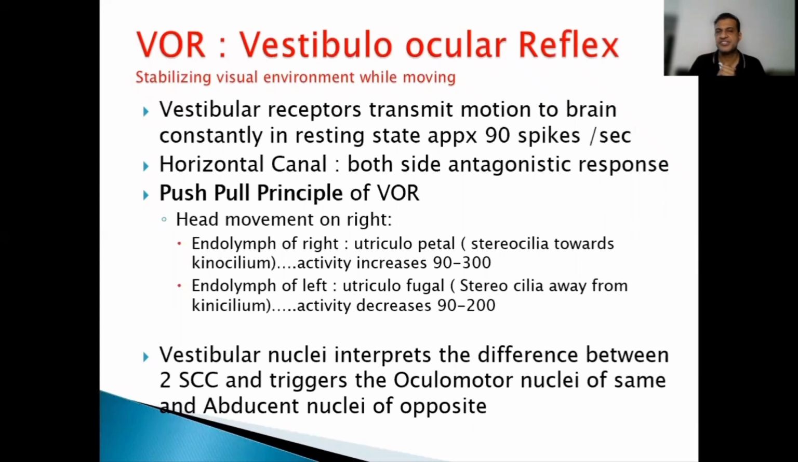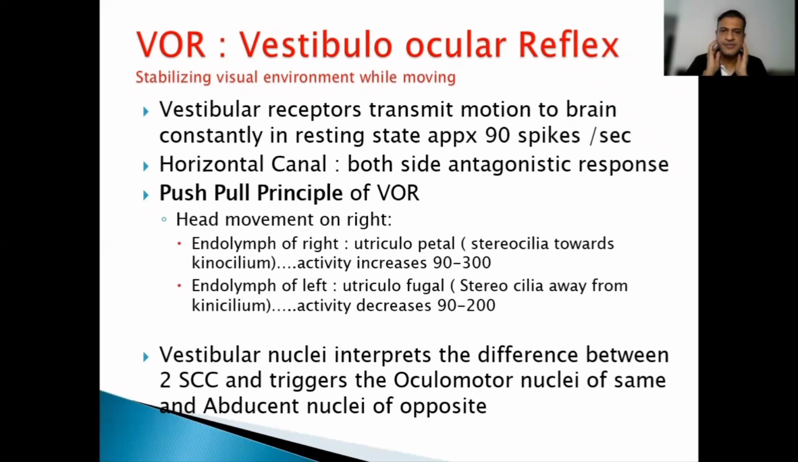We need to also next understand the vestibulo-ocular reflex, one of the most important parts of understanding the vestibular system, and this can also be a short note. The main function is to stabilize the visual environment when the head is moving. So when my head is moving, the eyes should be fixed. That will lead to good balance. So it is a push-pull action which takes place.